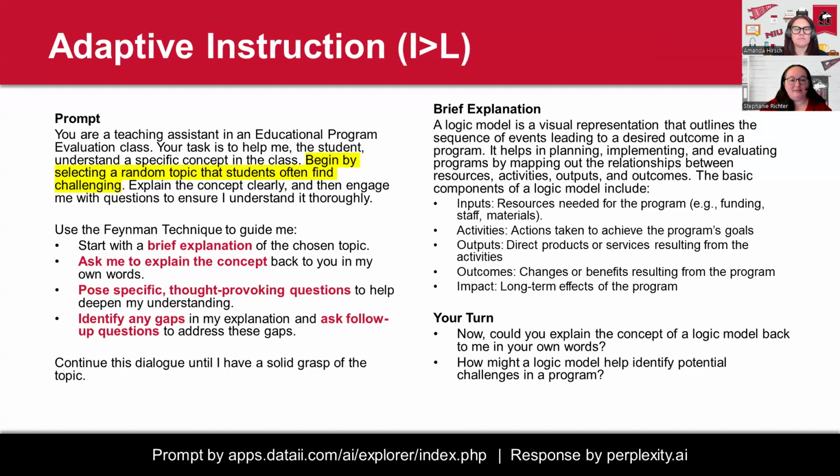And the AI Explorer generates this prompt based on, I told them I was teaching educational program evaluation. So the prompt asks the AI to select a random topic that students find challenging in that course, and then use this Feynman questioning technique to act as an intelligent tutor, starting with a brief explanation, asking me to explain the concept, posing specific thought-provoking questions, and identifying any gaps in my explanation that I give as a student so that they can ask follow-up questions and continue that probing.